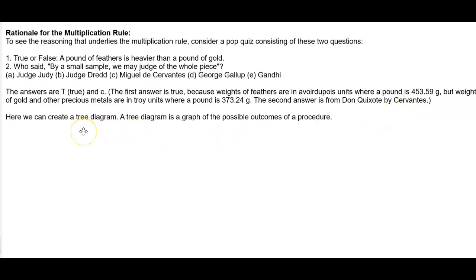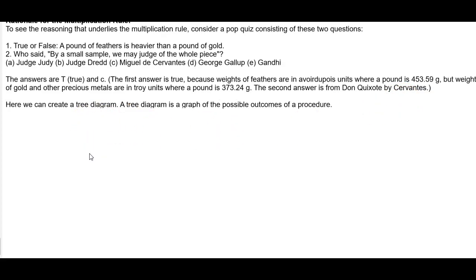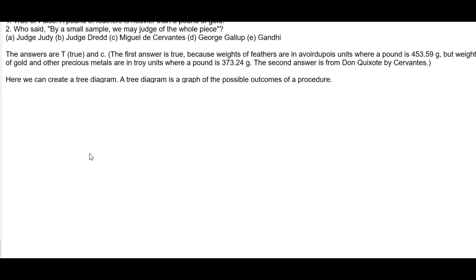Now here we can create a tree diagram. A tree diagram is a graph of the possible outcomes of a procedure. So let's take a look. The first thing is we have two choices, either true or false. Now if it's true, then it's either going to be A, B, C, D, or E of the choices. If it's false, it's either going to be A, B, C, D, or E.